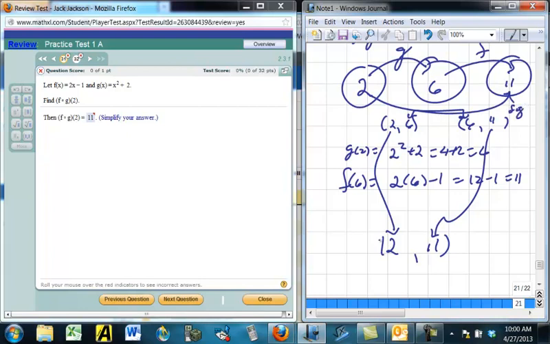Notice it works this way. So f compose g of x: you start with an x, then you apply g, then you apply f, going right to left. So f compose g of 2 was actually 11.